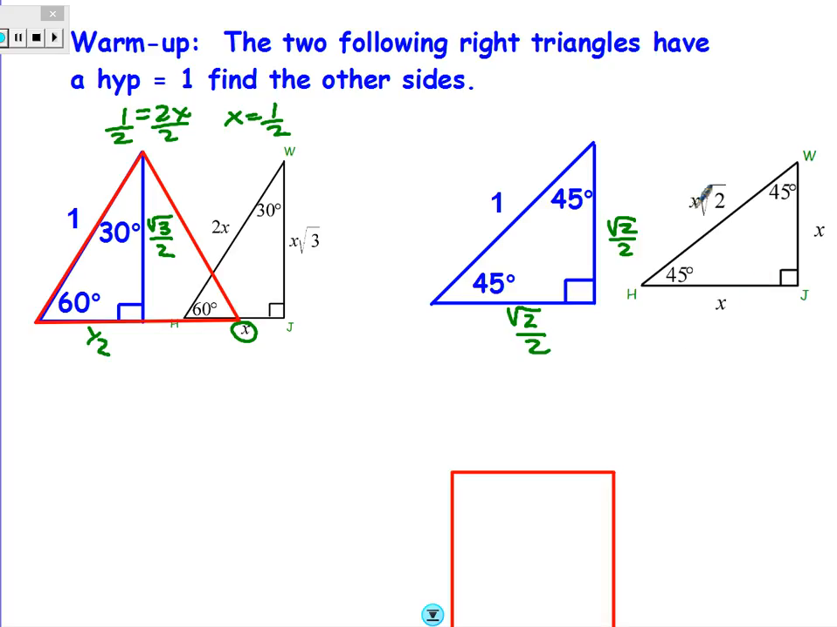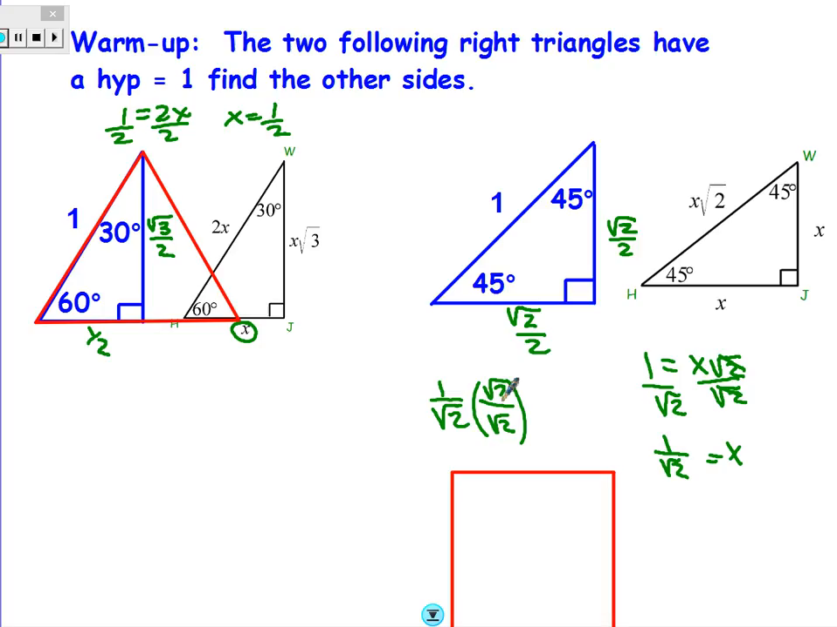So if we set 1 equal to x root 2, we're going to divide both sides by what to get x by itself? Divide by root 2. If I divide by root 2, these cancel out and I get x equals 1 over root 2. But I can't leave it like that, because I need to rationalize my denominator. So I multiply by the square root of 2 over the square root of 2. 2 times 2 is 4. The square root of 4 is just 2 on the bottom and root 2 on top. So that's how we get root 2 over 2.